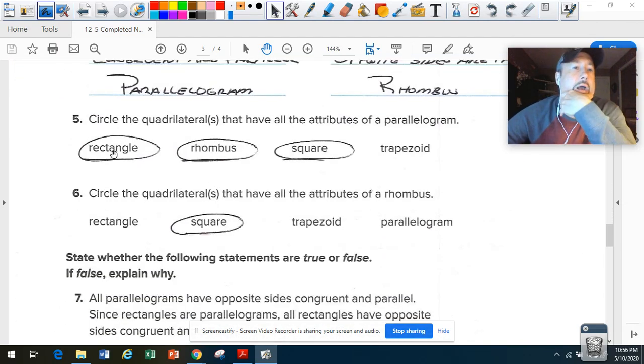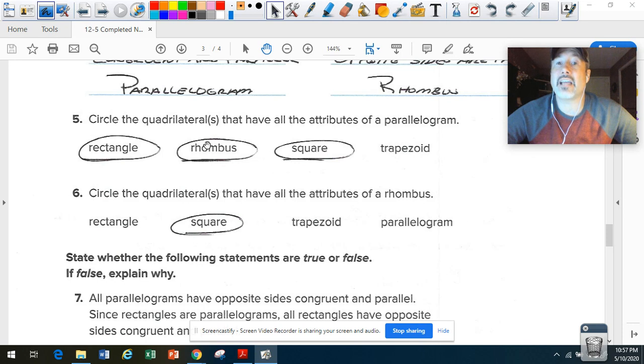In a rectangle, the opposite sides congruent. Yes. Are the opposite sides parallel? Yes. That works. So a rectangle does work. Let's look at a rhombus. A rhombus, are the opposite sides congruent? Yes. Are the opposite sides parallel? Yes. That works. Let's try a square now. Are the opposite sides congruent? Yes. Are the opposite sides parallel? Yes. That works. Okay, let's try a trapezoid.